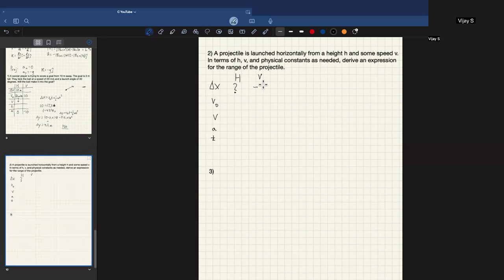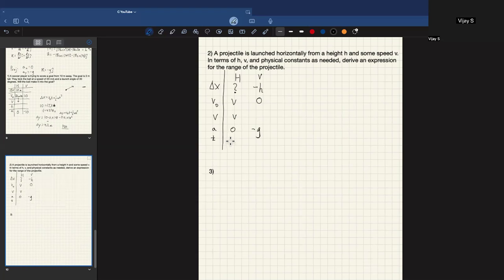We know that the vertical displacement would be negative h. It goes down a height h before reaching the ground. The initial velocities are v and 0 because it's launched horizontally. Final velocities are going to be v and an unknown number, and then accelerations are 0 and negative g. Although it looks like we could just find range using horizontal quantities, note that the initial and the final velocities are the same, so we actually will not have enough information, unfortunately.